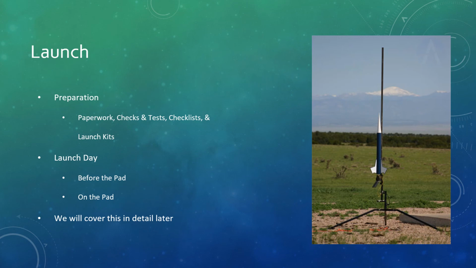Then on the day of the launch, once you arrive, you'll want to pack your charges, your parachutes, and your Nomex blanket. You'll go to the range safety officer, and they will give you a flight card. They'll weigh your rocket, and they'll inspect your rocket. And then they will tell you that you're good to go or not, and you can go up to the pad.